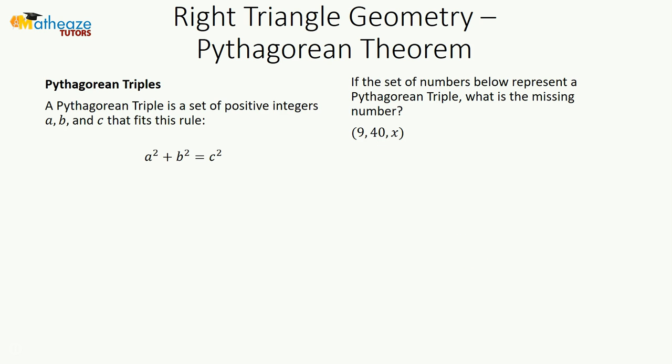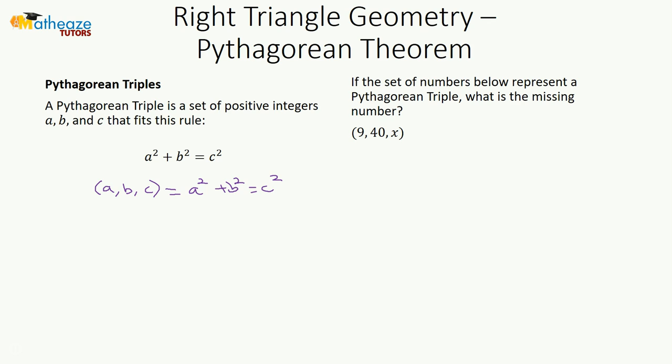So we're going to look at Pythagorean triples. So a Pythagorean triple is a set of positive integers a, b, and c that fits the rule a squared plus b squared is equal to c squared. And so if I have a, b, c, what this is supposed to tell us is that a squared plus b squared equal to c squared.